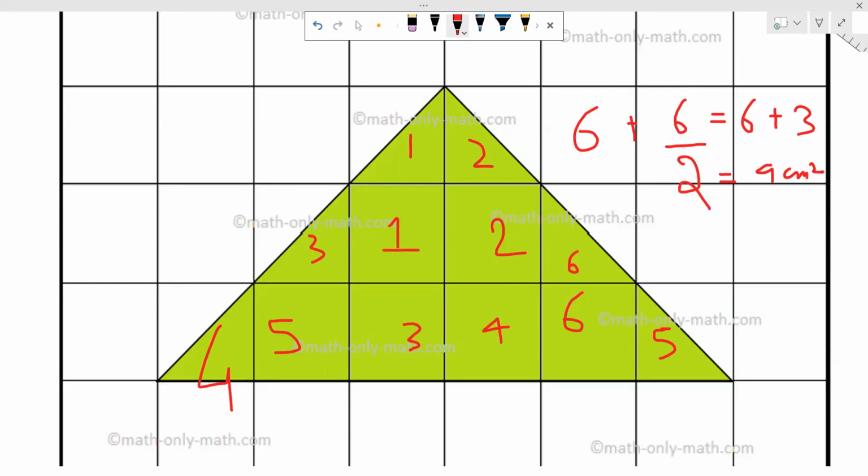You just have to have the number of squares. Half squares and full squares are given, just add them. Fractions you must be knowing. 6 by 2 is 3.